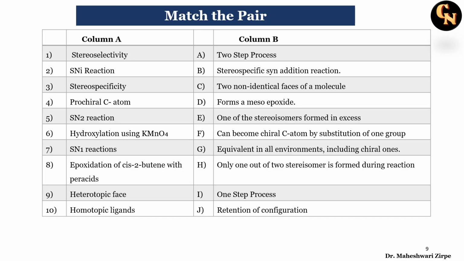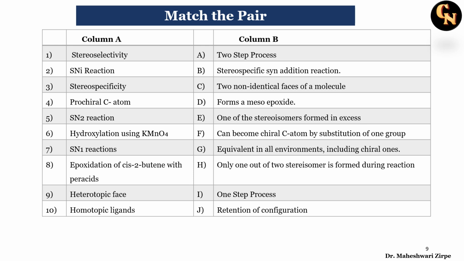So let us go to the next objective type of question which is asked in the exams. Those are match the pair. Based on these topics which we have discussed today, that is prochiral center, stereospecific reaction, stereoselective reaction, heterotopic, homotopic. So the match the pair are also based on these topics only, okay, of stereochemistry.